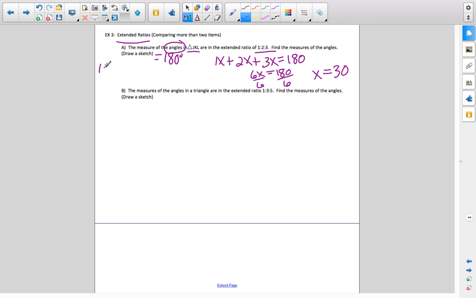So there's one angle. That's this one. The next angle is 2x, so 2 times 30 is 60. And the third angle is 3x, or 3 times 30, which equals 90. So of course, if I were to draw that picture, which they did ask me to make a sketch, there's my 90-degree angle, here's my 30, and here's my 60.